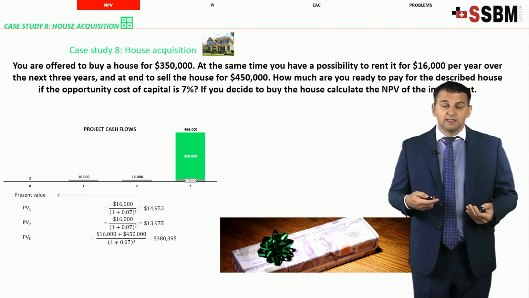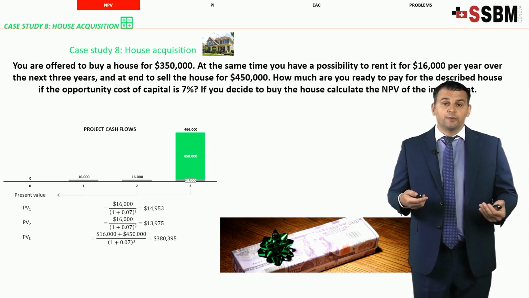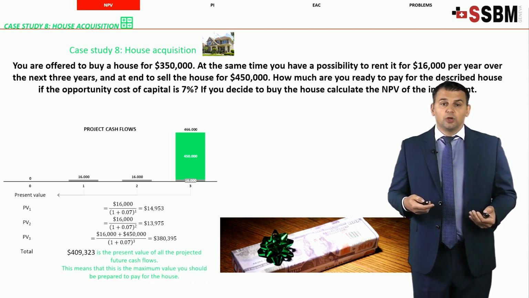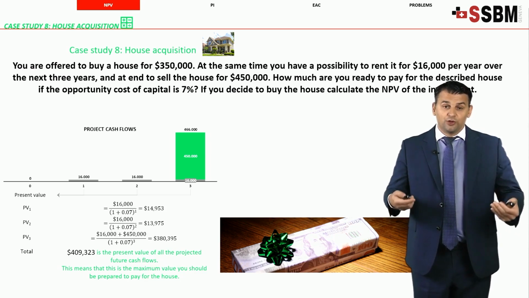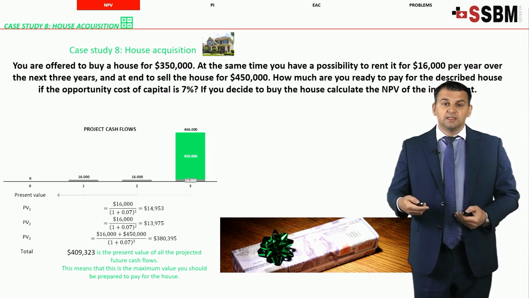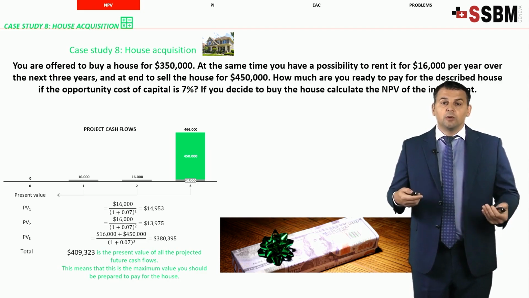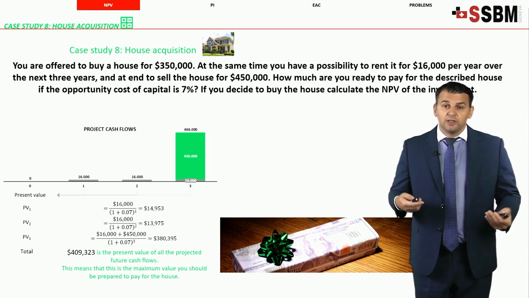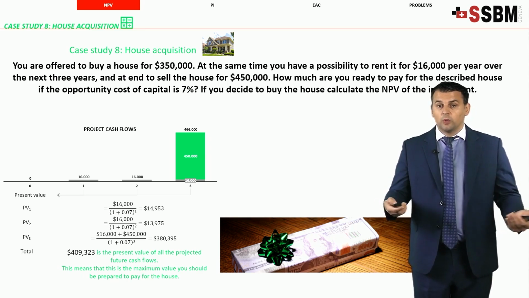Altogether, $466,000 divided by 1 plus 7% to the power of 3, and you will have the present value of $380,395. So in total, you see that you got the sum of the discounted cash flows, $409,323. What is this? This is the present value of all the projected future cash flows from this house. This means that this is the maximum value you should be prepared to pay for this house. If you pay $409,323 for the house, you would be at 0. So NPV equals 0. Okay, you wonder why.